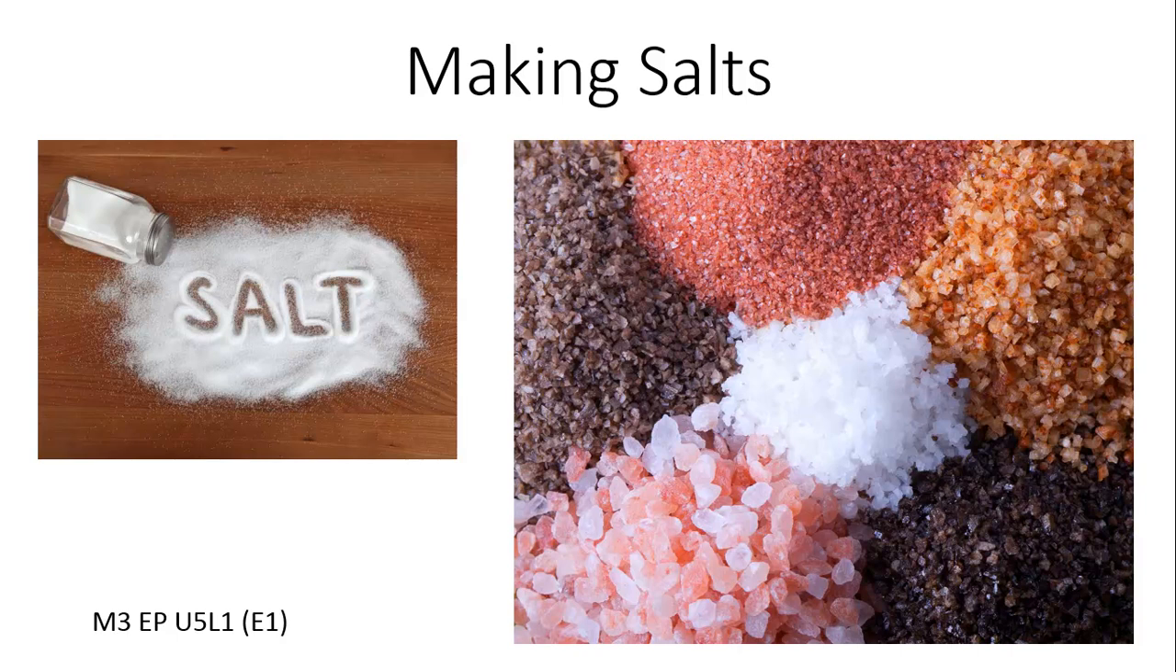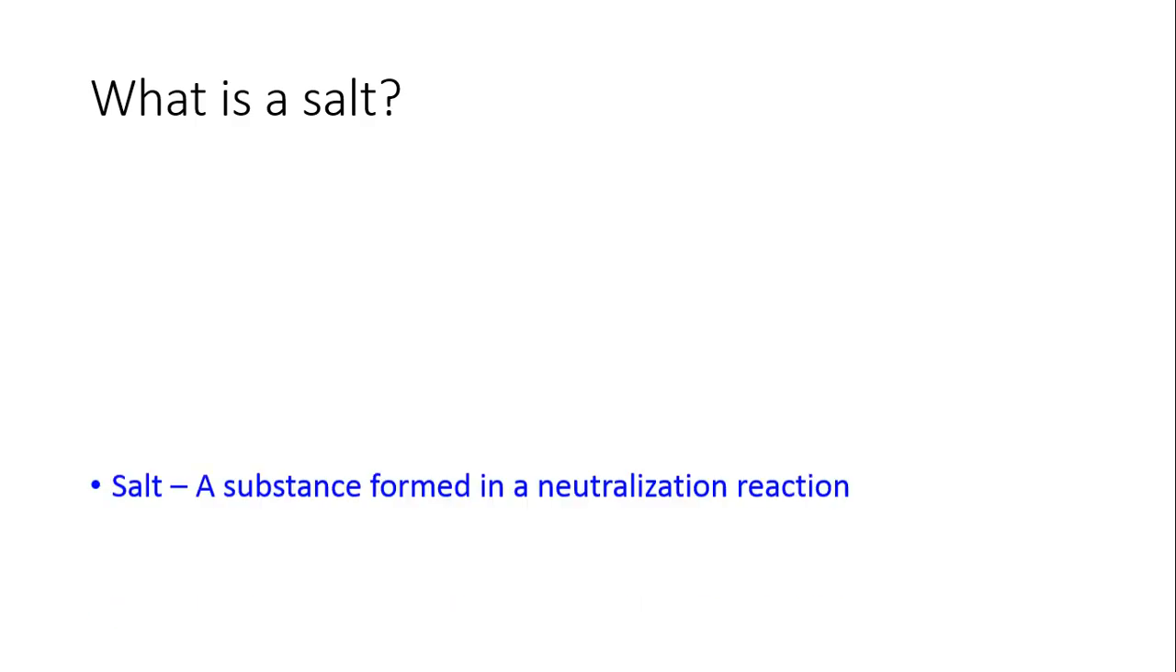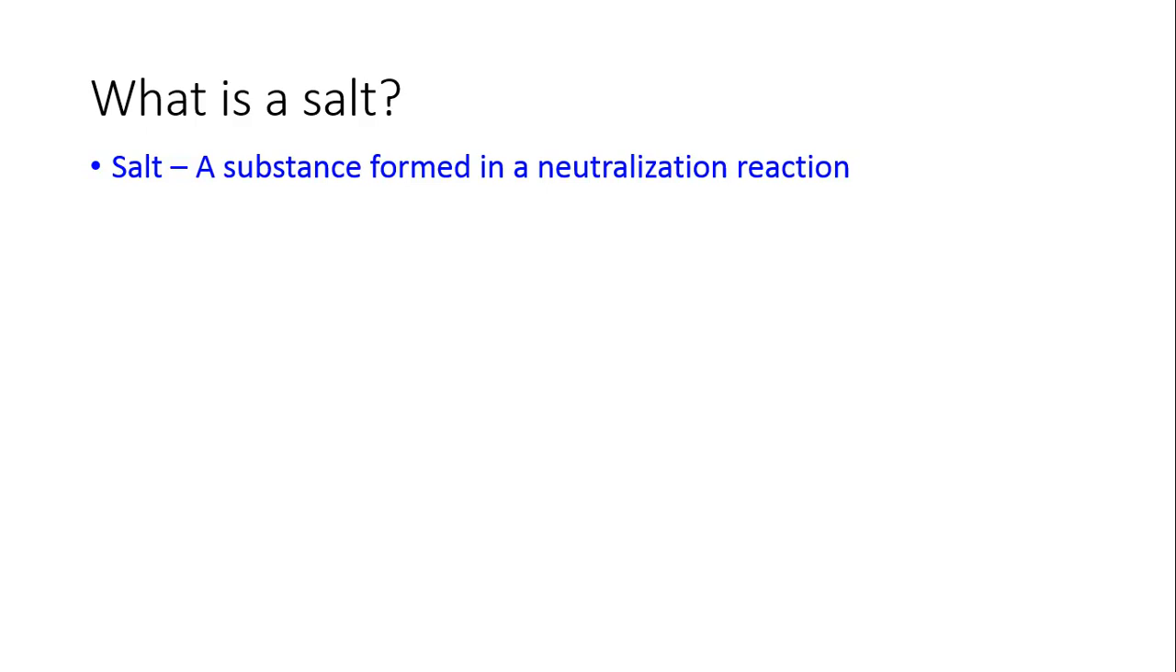Alright, so we're going to move into making salts. This is actually E2 and not E1 in your book. So what is a salt? A salt is a substance formed in a neutralization reaction. So let's remember a couple things here. What is the opposite of an acid? The opposite of an acid is a base.